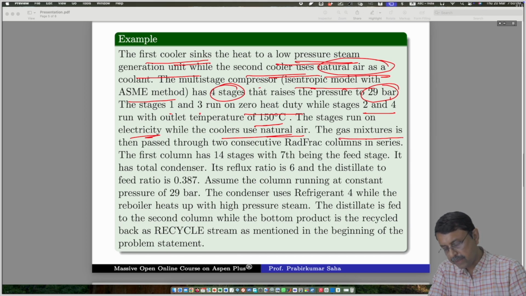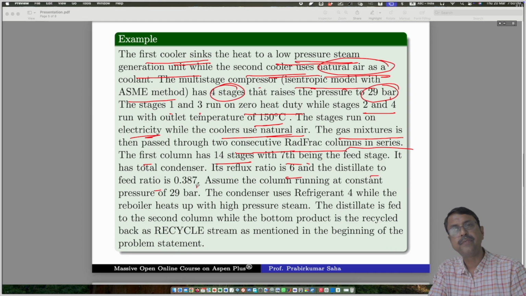The gas mixture is then passed through 2 consecutive RadFrac columns in series. The first column has 14 stages, with the 7th being the feed stage, and it has a total condenser. Its reflux ratio and distillate to feed ratio have been given. Now we have to assume the column is running at a constant pressure of 29 bar. So the pressure doesn't change in the column. It is the same as in the compressor.